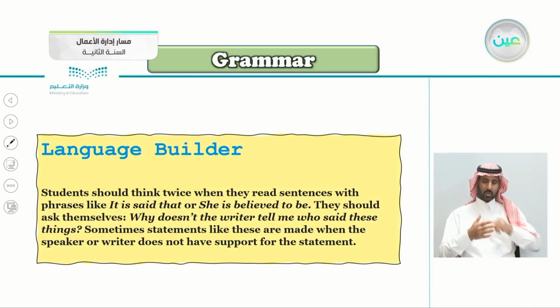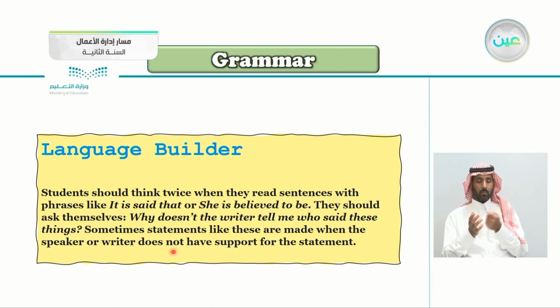Students should think twice when they read sentences with phrases like "it is said that" or "she is believed to be." Why? They should ask themselves, why doesn't the writer tell me who said these things? This is an interesting question. Sometimes statements like these are made when the speaker or writer does not have support for the statement. Again, that he doesn't know who said that or that we don't care.